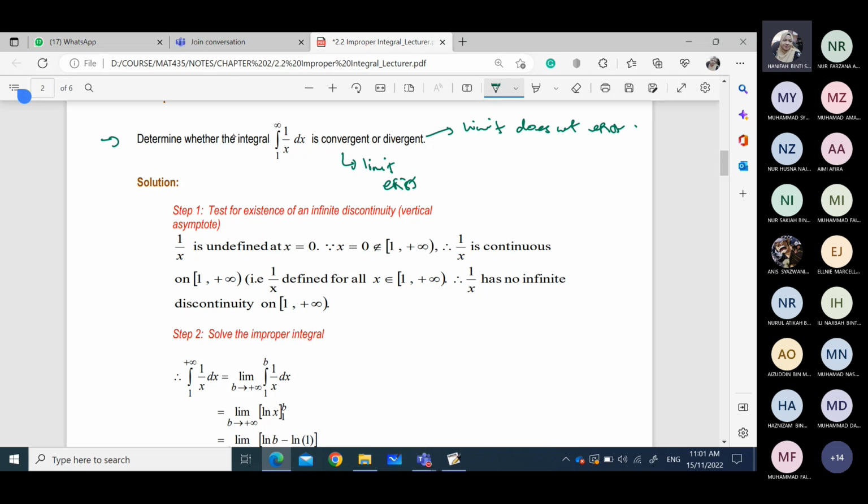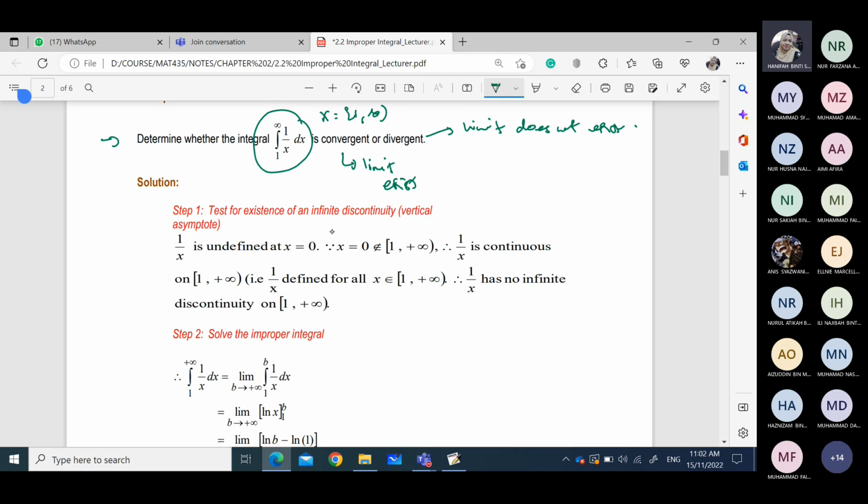Alright, since this integral involves an infinite interval, we can say that this is an improper integral. So the limits or boundaries for x are 1 and goes to infinity. So this is the interval for this function, 1 over x. So these are values of x.